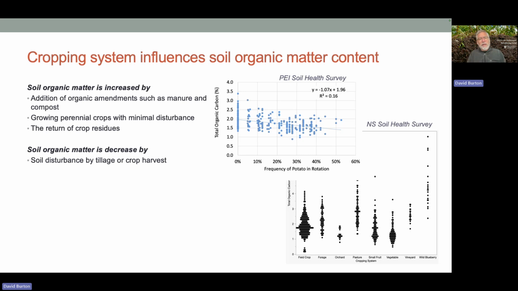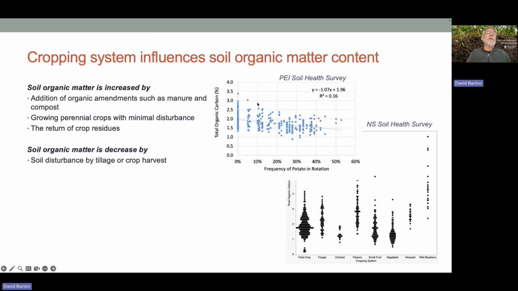We're now looking at ways in which we can still cultivate those crops, but find other ways of returning organic matter to the soil to build up that organic matter and improve the health of those soils. But here we can see we have organic matter content. Again, this is from the same Nova Scotia Soil Health Survey. We can see that the organic matter contents are very much related to the cropping system. Wild blueberry, basically a non-disturbed system, can have very high organic matter contents, whereas systems that have much higher disturbance like vegetable production or field crop production can have lower organic matter contents.